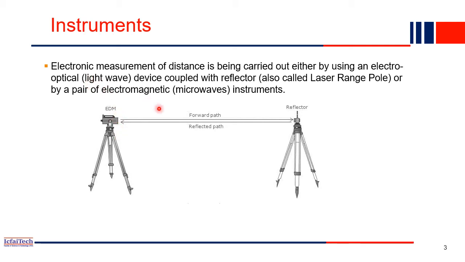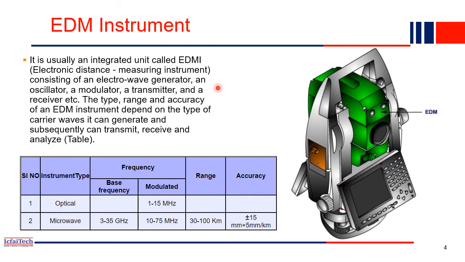This is the instrument we are using, an electronic instrument coupled with a reflector. The reflector sends the electromagnetic wave or optical wave, and ultimately it is reflected back here. That is the main working principle of the instrument. This is the actual EDM instrument which we use on a site. We call it a total station. Even in our laboratory we have one total station instrument. It is usually an integrated unit called EDMI.